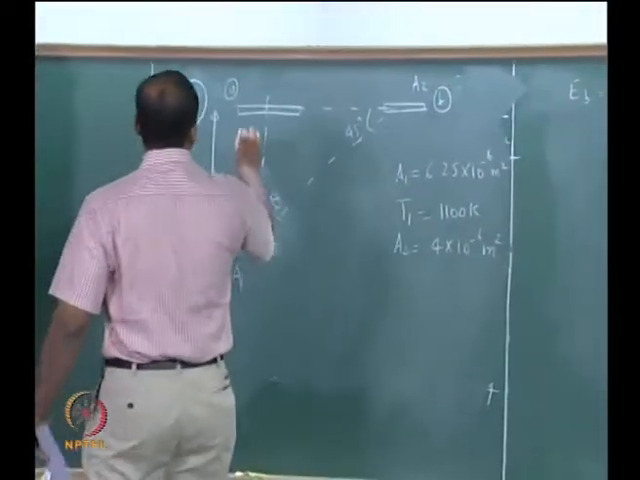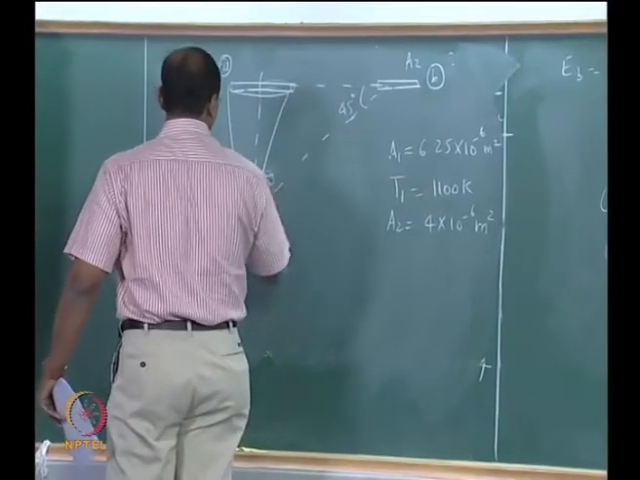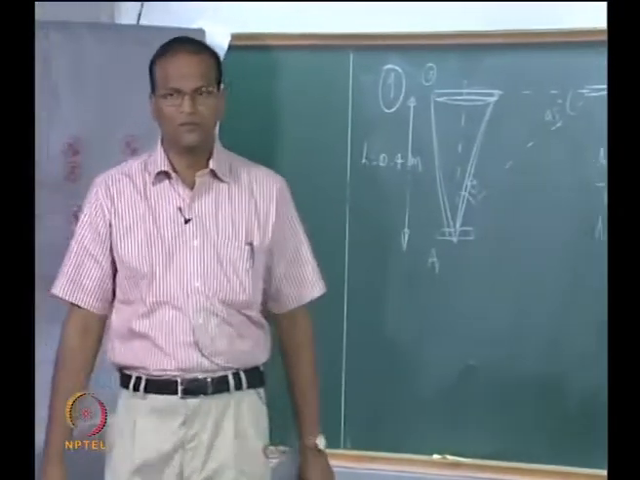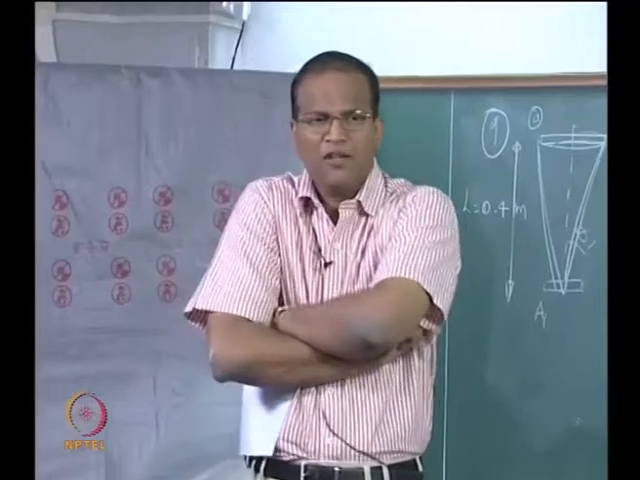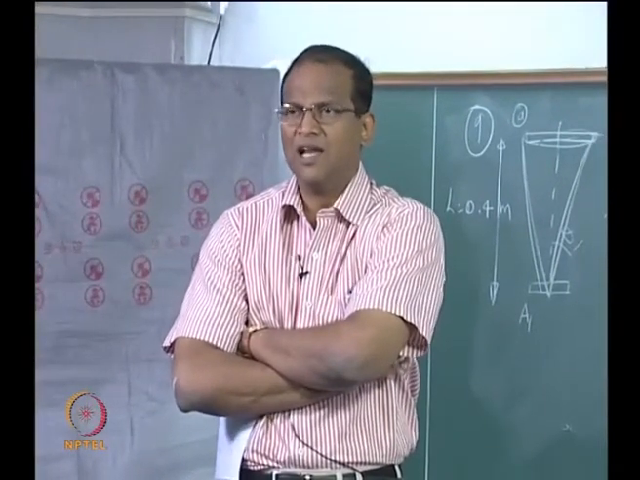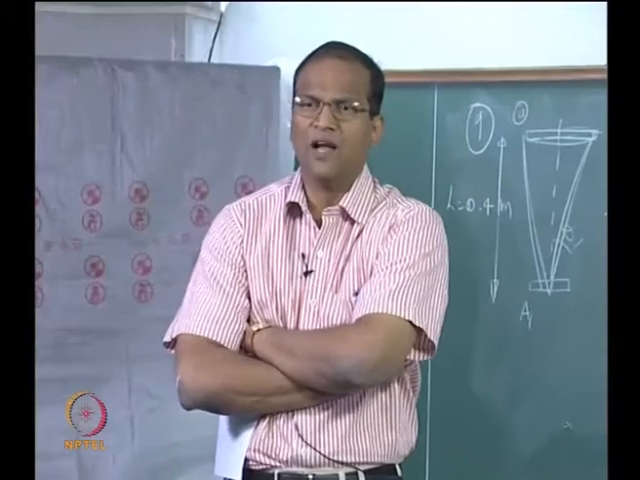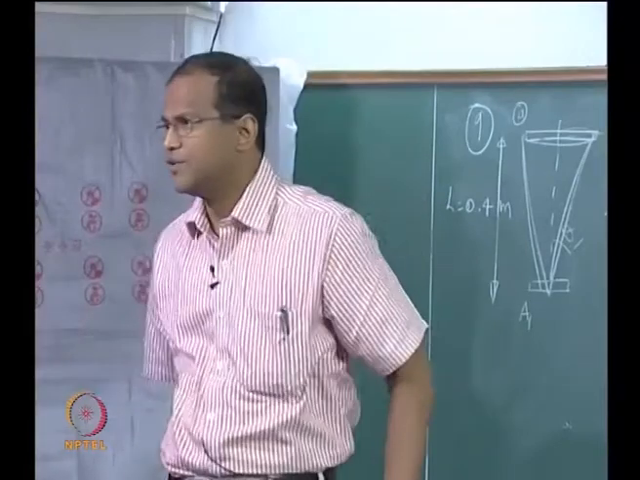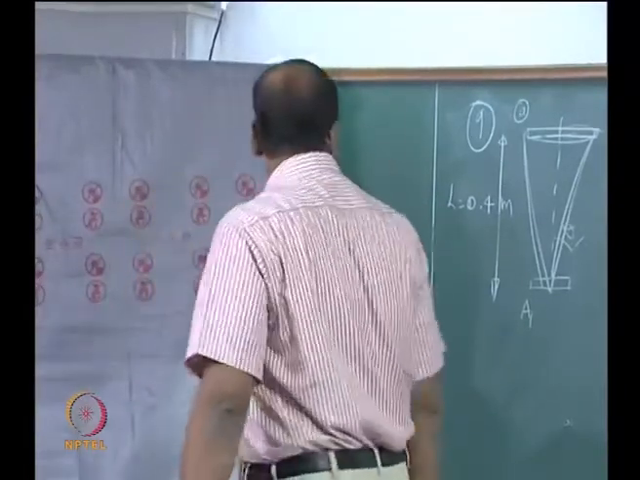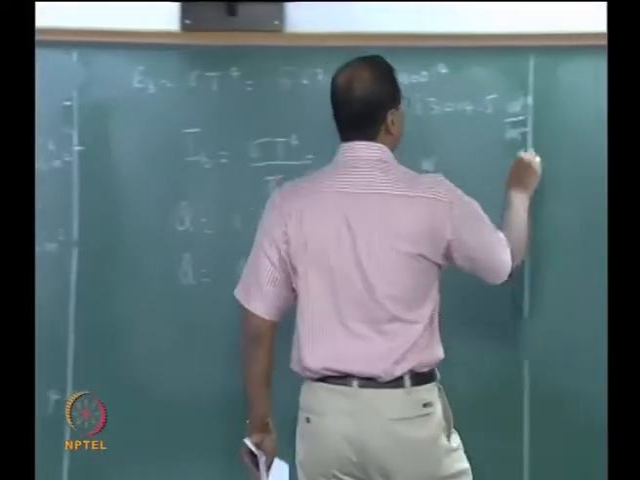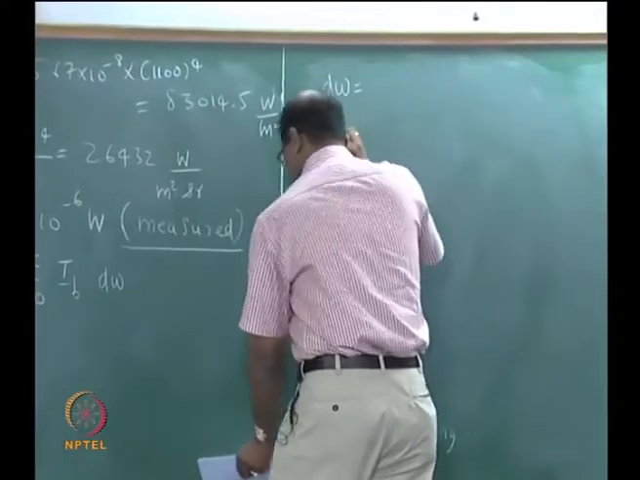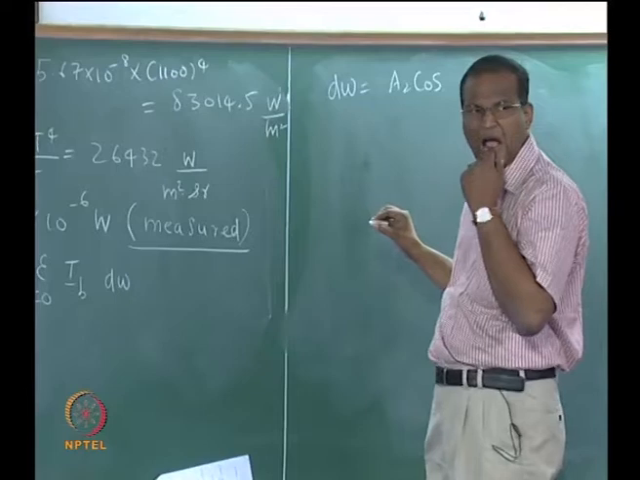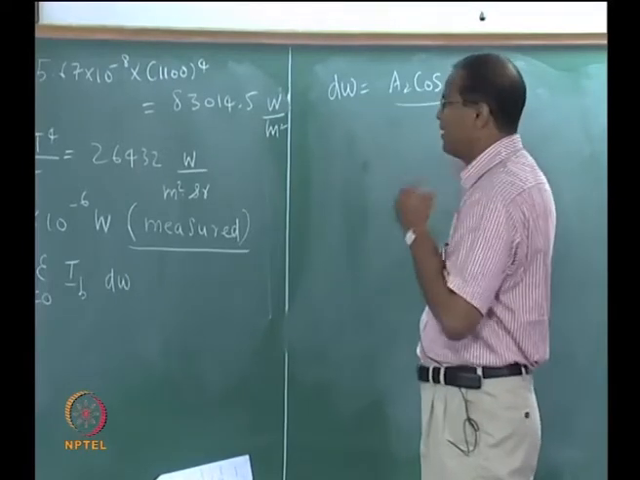What I am assuming is this solid angle will be the same at any point, because that is why I gave elemental area. If I give a big area then I have to subdivide and do some integration, averaging, that will be a nuisance. We will stick to elemental area. So now d omega is A2 cos of theta by 0.4 squared, r squared.